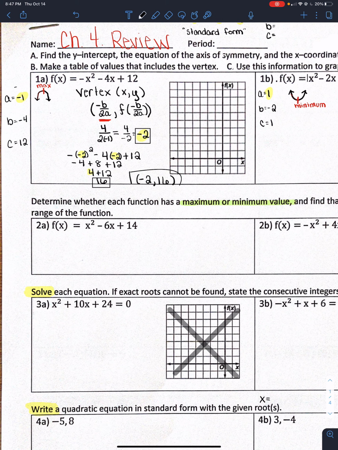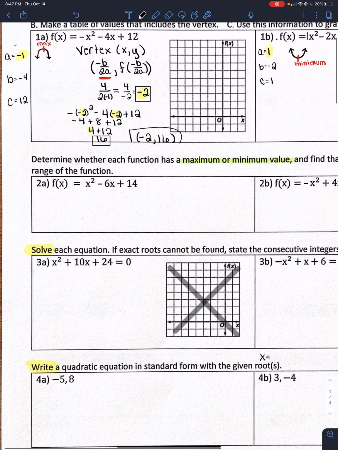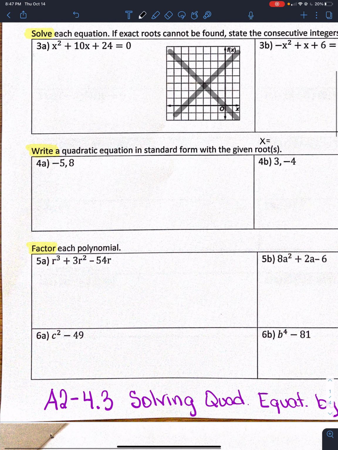All right. So that's the same thing you would do on 1B. Okay. All right. Now let's go down to 4A. 4A, this time they want us to write an equation in standard form. So that's where I have ax squared plus bx plus c with the given roots. Okay, a root is talking about what x equals.